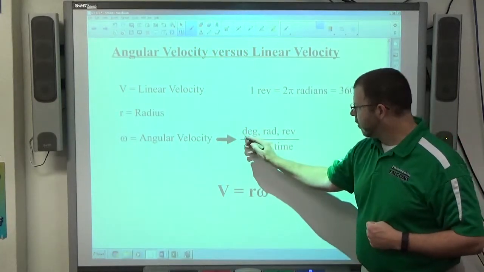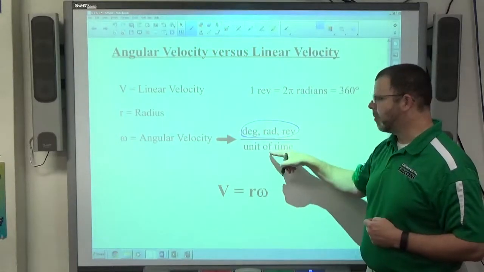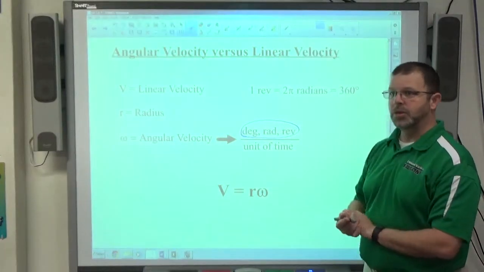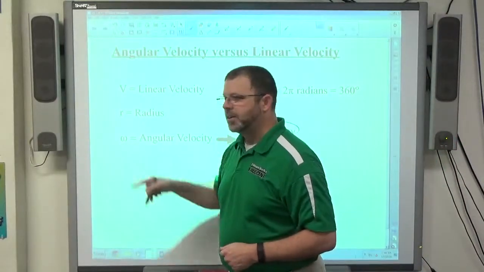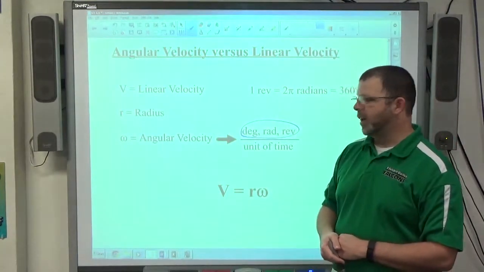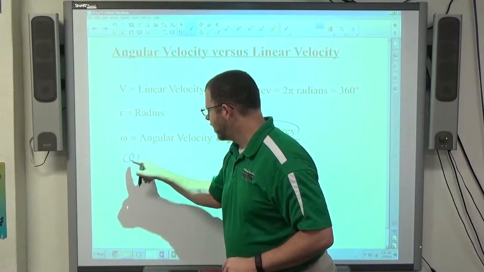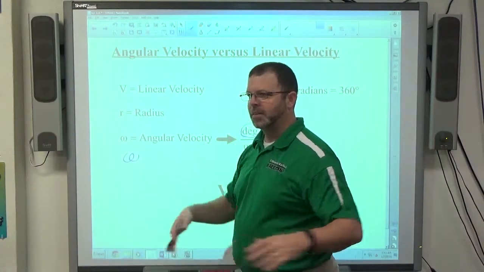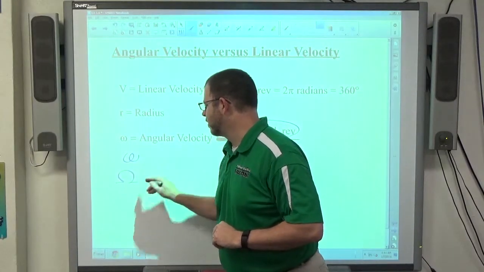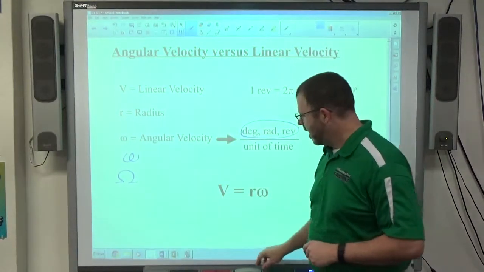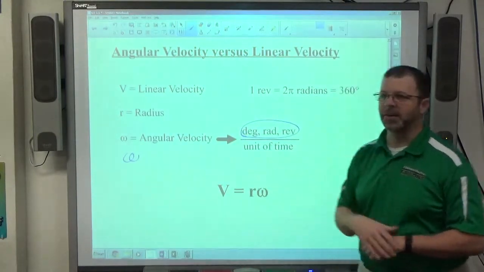And again, you're looking for any one of your angular units on top over some unit of time on the bottom to establish that it's an angular velocity. Omega is the typical symbol we use. It looks like a fancy W. It's actually like a little O with some arms. And the capital version of that looks like this, just in case you're curious. But they usually use a little omega there. If you want to call it W, I don't care.